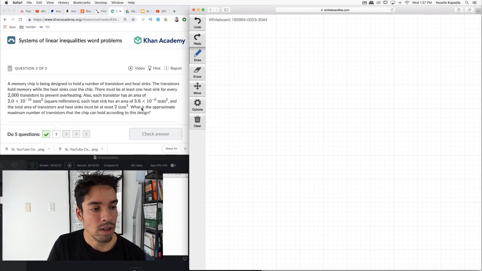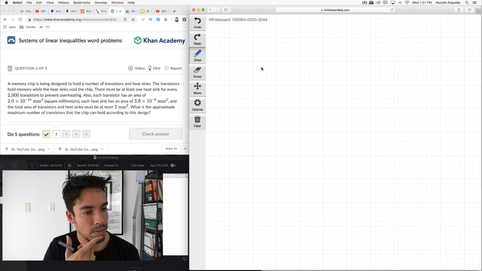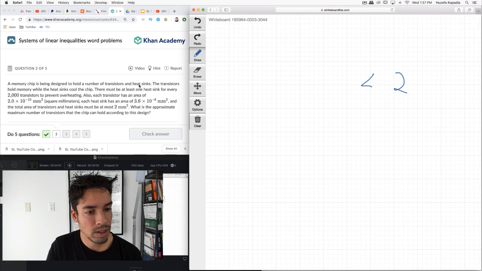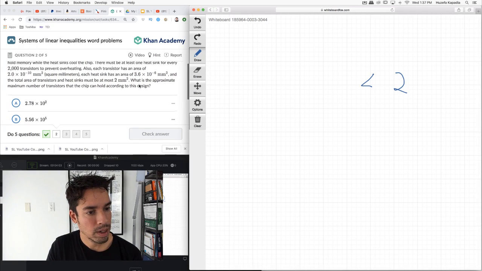Okay, wow, it's a lot of stuff here. Okay, one heat sink for every 2,000 transistors. So we've got 2 times 10 to the negative 10, and the other one is 3.6 times 10 to the negative 6th. We can have at most 2 millimeters squared, so it has to be less than 2. So there are 2 inequalities. See, this doesn't even really require a formula. What's the approximate maximum number of transistors?